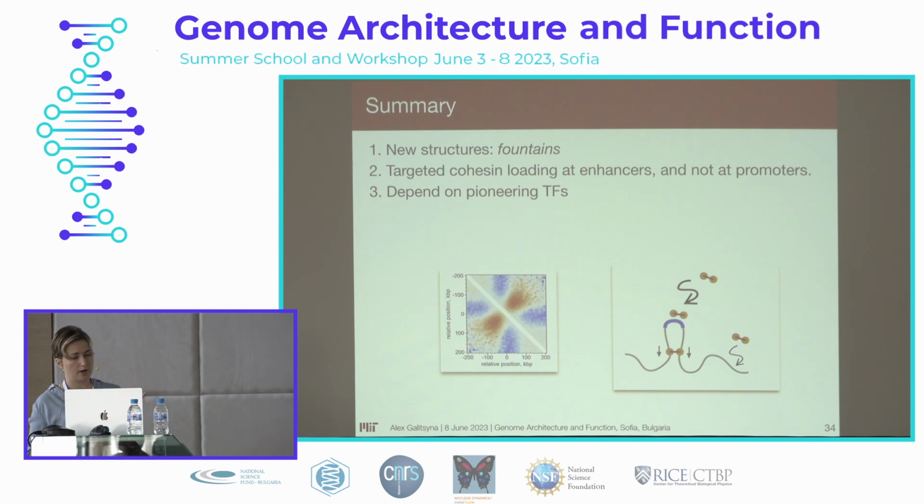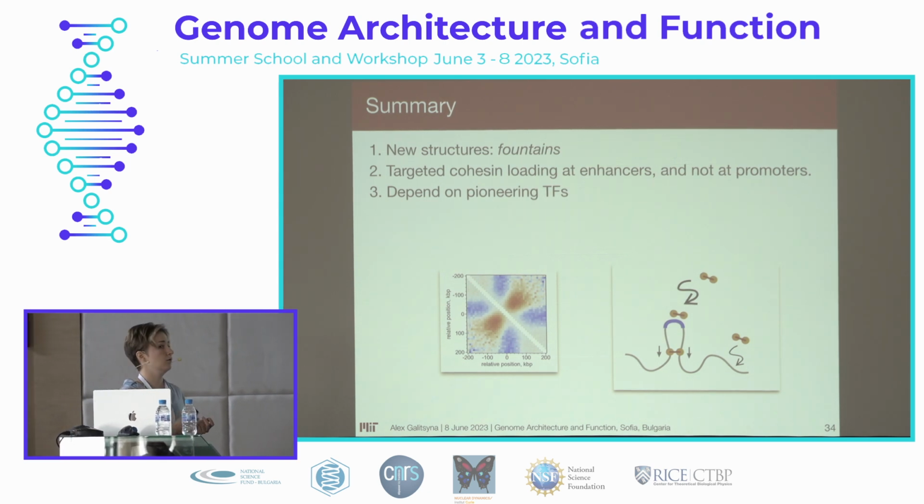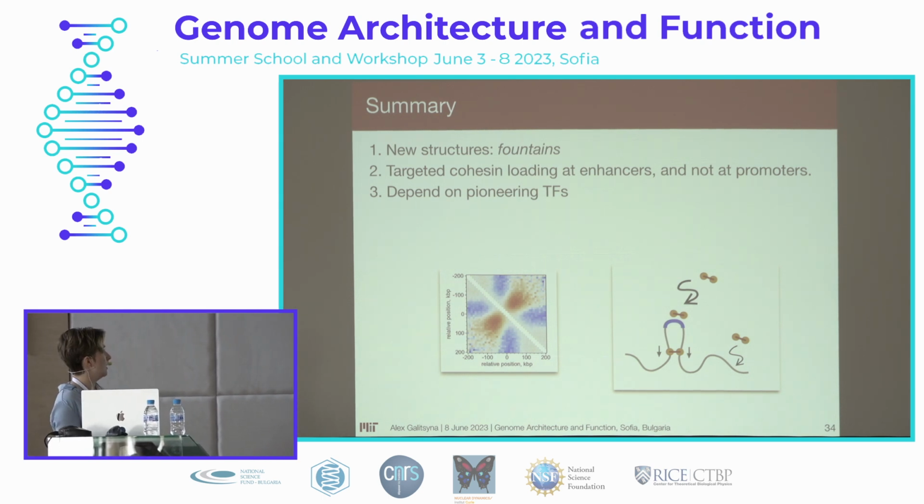The first requirement is that we need the targeted loading of cohesin. The second requirement is that we need some boundaries, some random barriers around the fountain to create this signature, which might be background cohesin or some unknown factors, or maybe just decoupling of the arms of the cohesin. This targeted cohesin loading happens only at enhancers and not at promoters, surprisingly, and it also depends on pioneering transcription factors which activate the zebrafish genome.